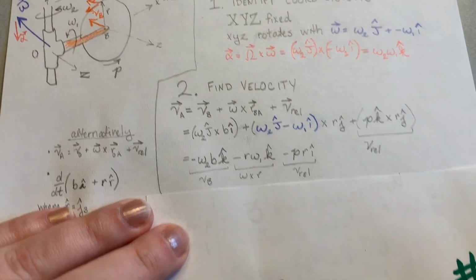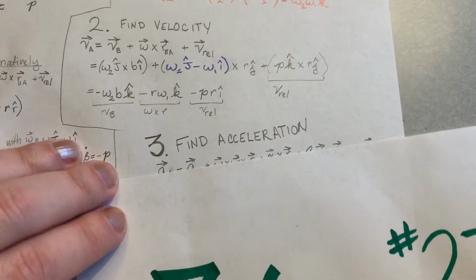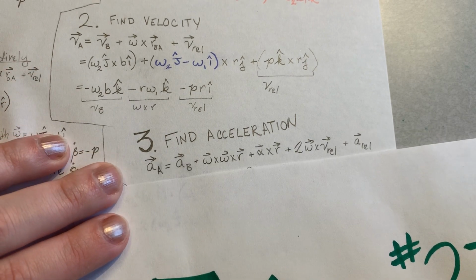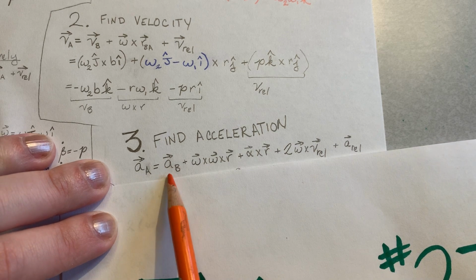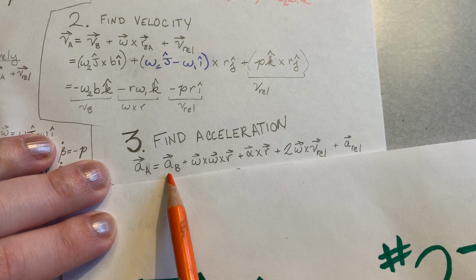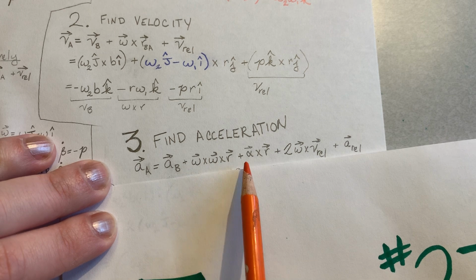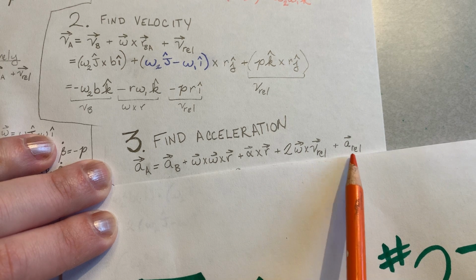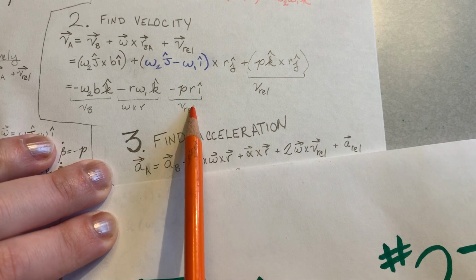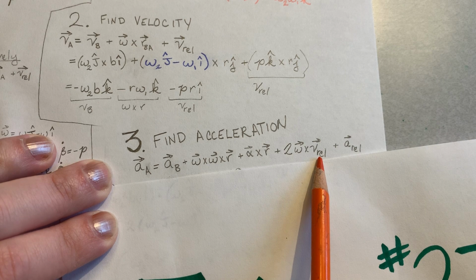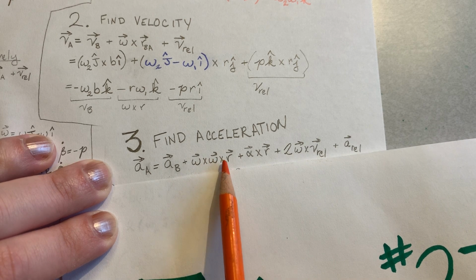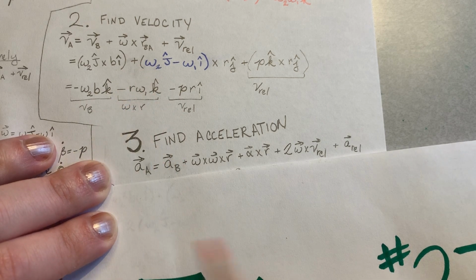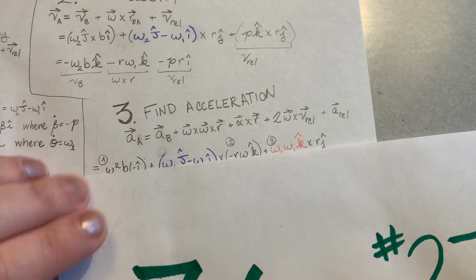All right, so then step 3, we want to find acceleration. And it's important that you don't want to throw away your velocity terms here. Because, as you see, otherwise you're going to have a lot of cross products. So we're going to have acceleration of point B plus omega cross omega cross R plus alpha cross R plus 2 omega cross VREL plus AREL. And now, oh look, we can actually reuse VREL. We don't have to recalculate that cross product. And similarly, this omega cross R term is going to be the same as this omega cross R term. So we can build on our velocity expression.